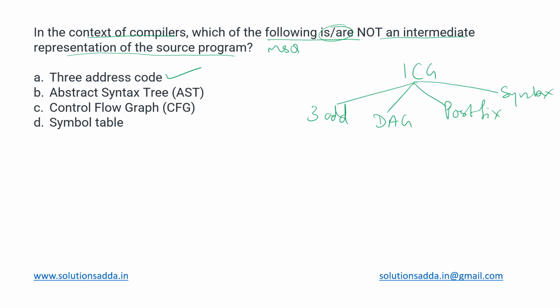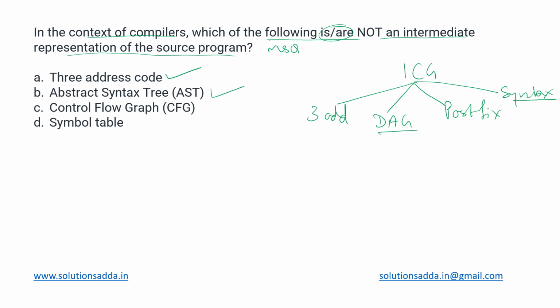Abstract syntax tree, it is a condensed version of the syntax tree itself, just like DAG. It tries to optimize that tree and to reduce the number of nodes in that tree to make it more abstract in the sense, and hence it is also part of the ICG.